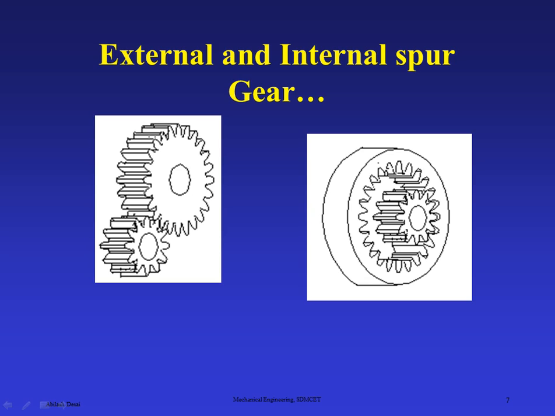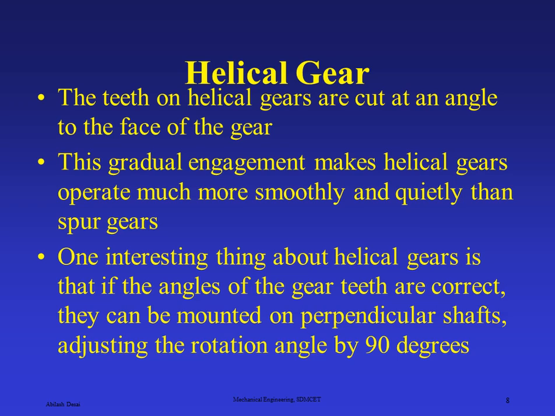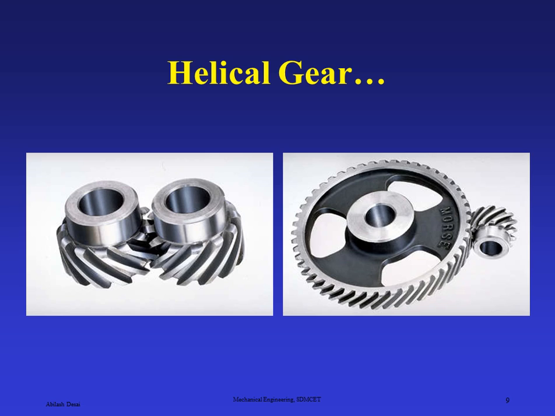Then external and internal gear, which I just showed you. Next we will see about the helical gear. The teeth on helical gears are cut at an angle to the face of the gear. This gradual engagement makes helical gears operate much more smoothly and quietly than spur gears. One interesting thing about helical gears is that if the angles of the gear teeth are correct, they can be mounted on perpendicular shafts, adjusting the rotation angle by 90 degrees. So this is the arrangement for a helical gear. You can see the teeth are cut at an angle, whatever angle is given there.